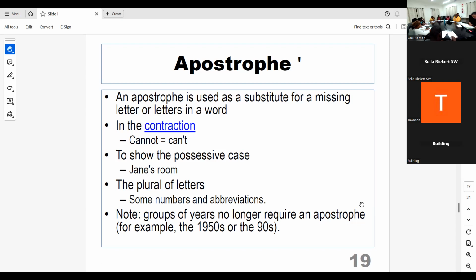I'm just trying to see if I got it in here as well. Okay, and then it also shows the plural of letters, some numbers and abbreviations. So groups of years no longer require an apostrophe. For example, the 1950s or the 90s, no? If you go on to the next page, you'll see the examples.